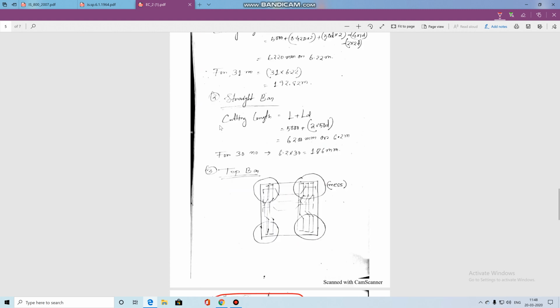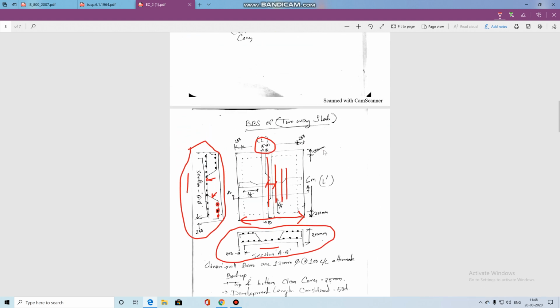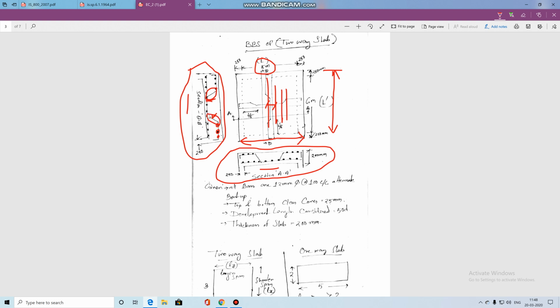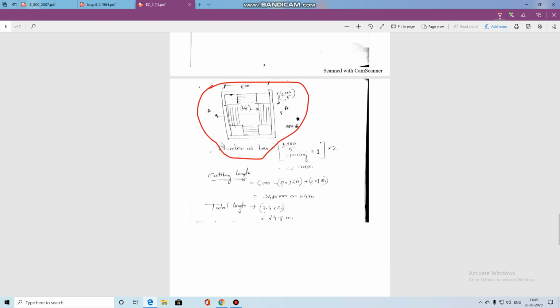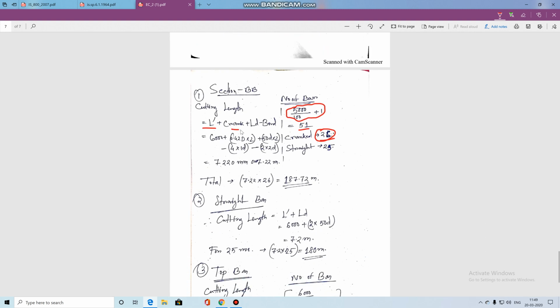Why is it 6000? Because you can see over here that this length, inside to inside, is 6000. Then I have to add the inclined portion, that is 0.42D for each side, and Ld each side. Okay, one second, I have to remove all these things. Yes, so the clear distance is 6000, two inclinations that is 2 into 0.42D, 2 Ld, and the bent portion, that means here 45 degree, here 45 degree, here 45 degree, here 45 degree, here 190, here 190.